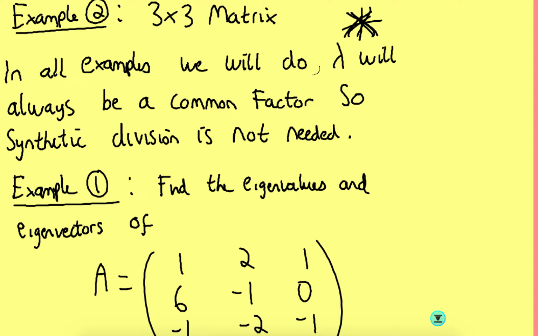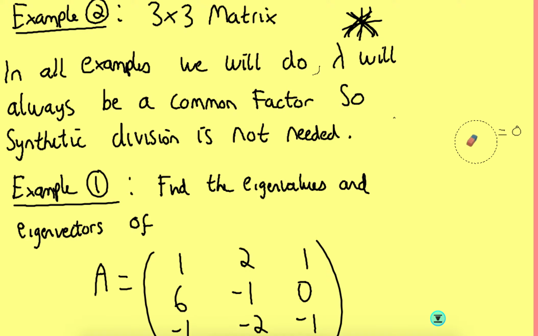Now, in all examples we will do in this course, lambda is going to be a common factor, or it's going to be obvious that there's a repeated bracket you can take out at some point. So synthetic division is not needed. You can tell it's not needed because you can take out a common factor if it looks like this. Right, because you can see that there's no constant term here, plus 7 or whatever. So you can just take out a common factor of lambda, and then it would just become a simple trinomial.